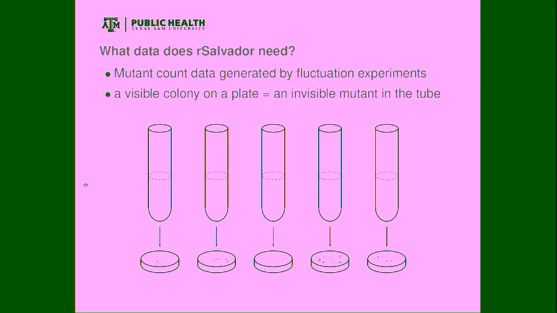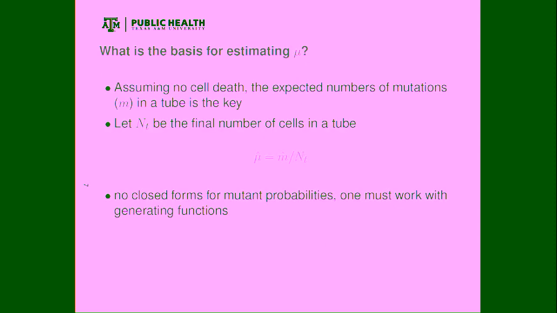Biologists have to conduct so-called fluctuation experiments. Here, to simplify, I have 5 test tubes. In each tube, mutation occurs, but you have to transfer the contents from the tube to a plate to see how many mutants you have. For example, in the first one you have 1 mutant. So the key thing is to estimate how many mutations occurred in each tube on average.